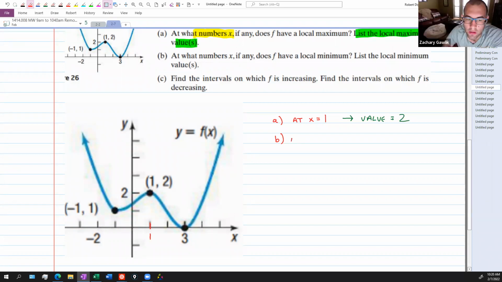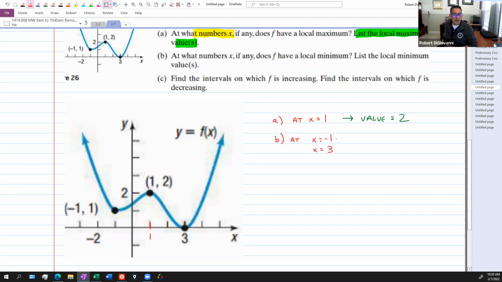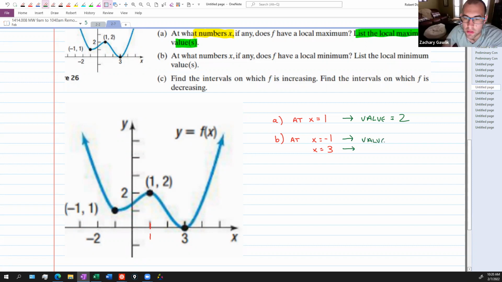Well, we have 1 at -1 and we have 1 at 3. Yes, everyone see that? At -1 and 3, we have minimum values. Can you tell me now the values that correspond to those points? So the first one, at -1, the value would be 1. Okay. And the second one, at 3, it'd be 0.